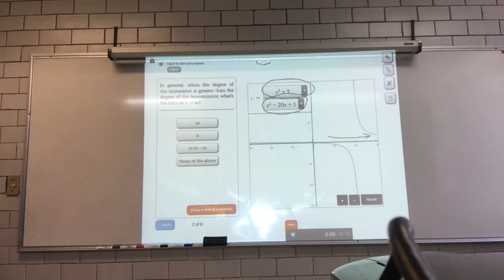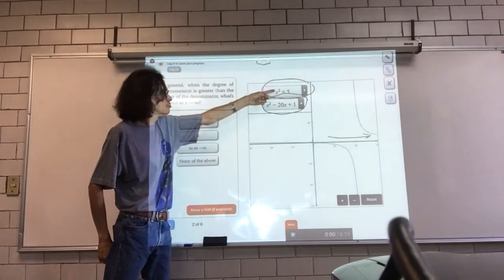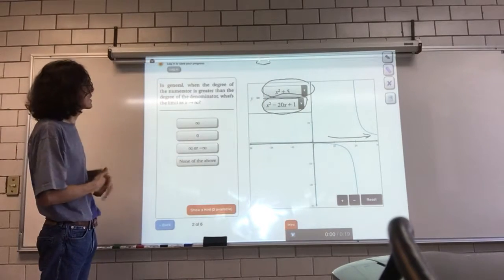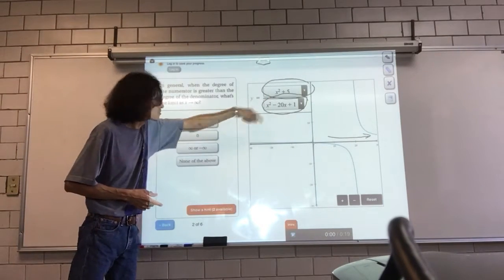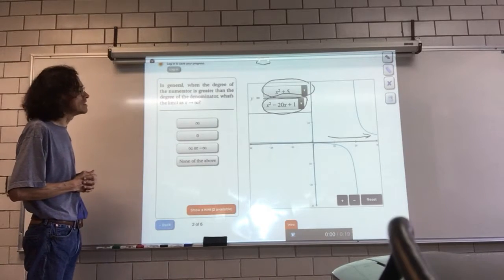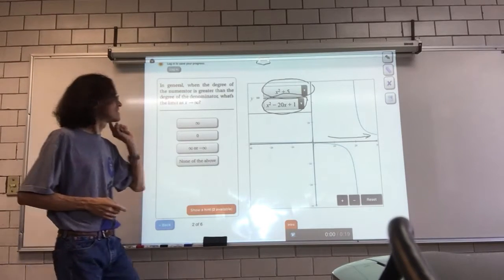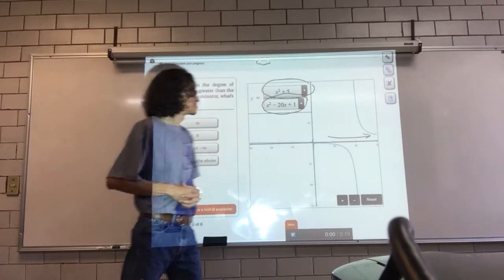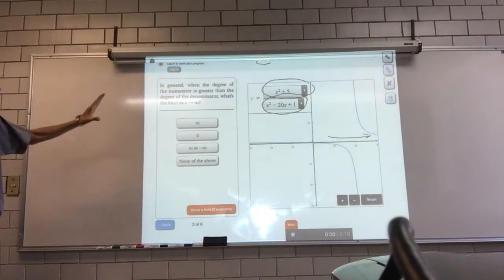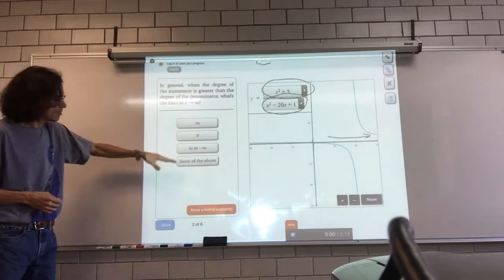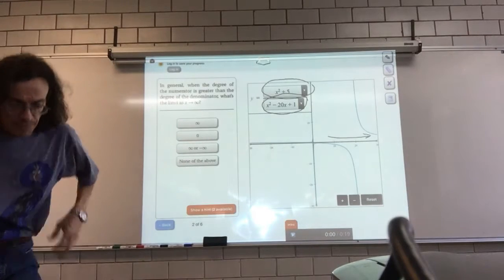En general, cuando el grado del numerador, en este caso es el segundo grado, es mayor que el grado del denominador, aquí ambas son iguales, ¿cuál es el límite cuando x tiende a infinito? ¿Será más infinito, cero, cualquiera de los dos o ninguno de los dos?